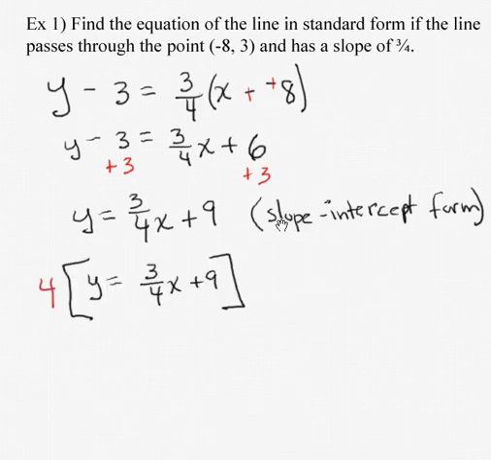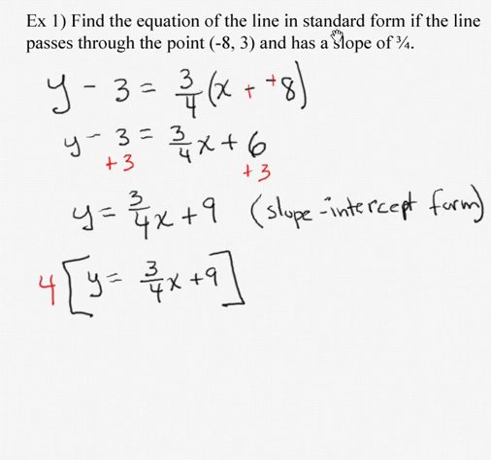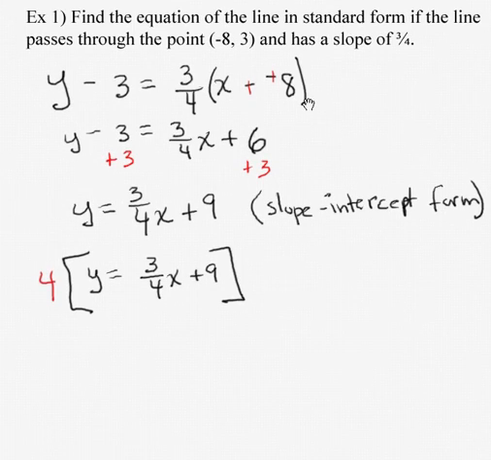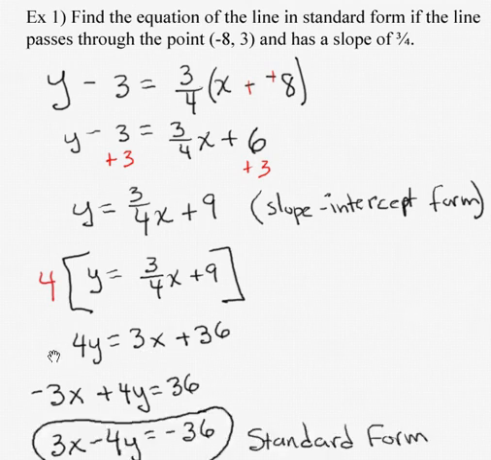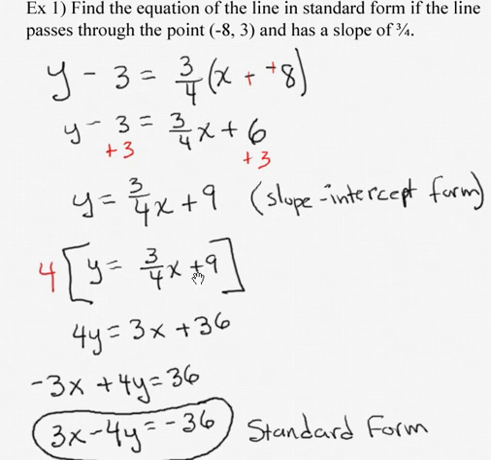Sometimes, however, we need to know not just slope-intercept form, but we need to know standard form. And in this problem, they're asking for standard form. Standard form means no fractions. So we've got to multiply by the denominator here. And then we want x and y on the same side of the equal sign. So we'll start by multiplying by 4. That's 4y equals 3x plus 36. And if we subtract 3x from both sides, there's our answer in standard form. So we've got our answer in slope-intercept form, y equals 3/4 x plus 9. Standard form, 3x minus 4y equals negative 36.